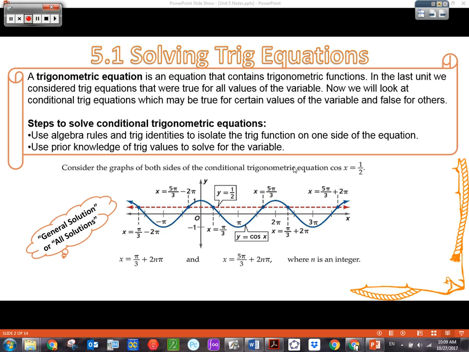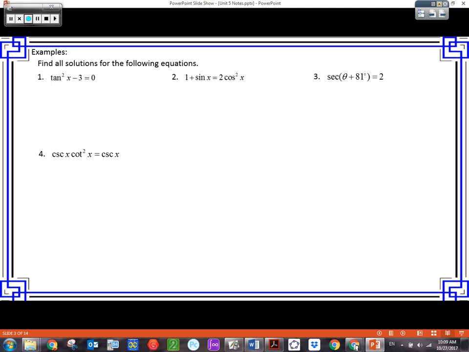Are there any questions about anything so far? Okay, we have a few examples to work, so let's turn to that page.